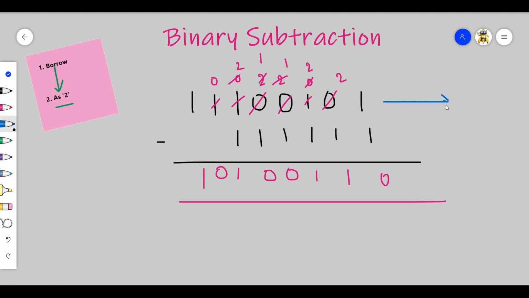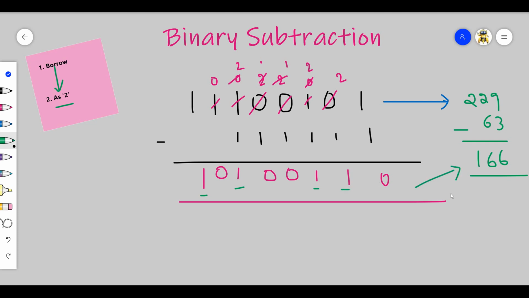Let's check whether it is correct. Let us convert into decimal. That gives me the equivalent of 229 and that will give me 63. So the final answer is 166. So this, add that, and that gives you 166. So you got the correct answer.